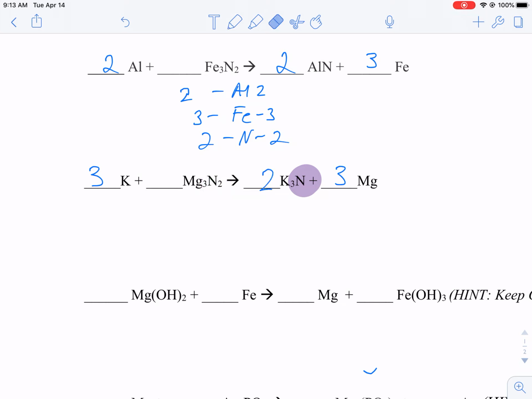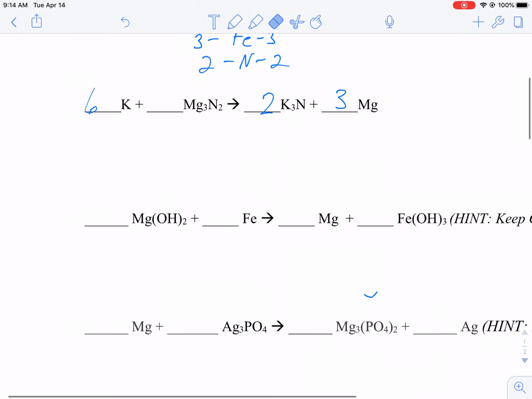Now, just like last time, that changes the number of K's that I have. My K's go from 3 in my products to 6. So that means I have to go to the other side and put a 6 there. Now if I take a look, I have 6 K's on both sides, I have 3 magnesiums on both sides, and I have 2 nitrogens on both sides.